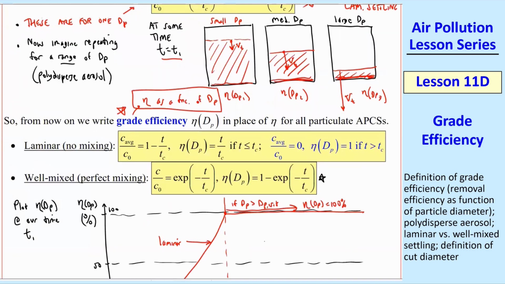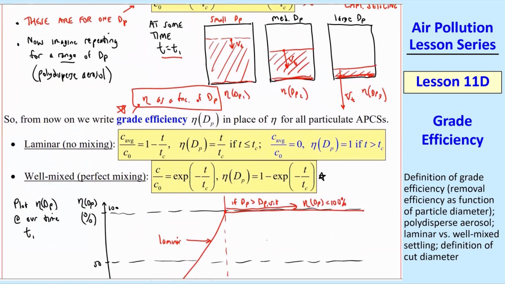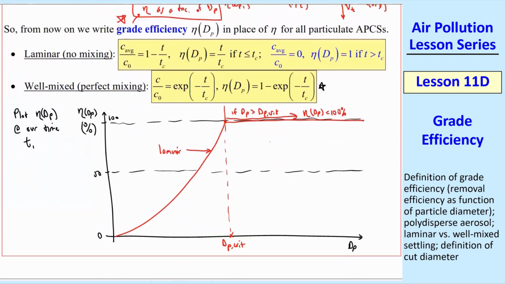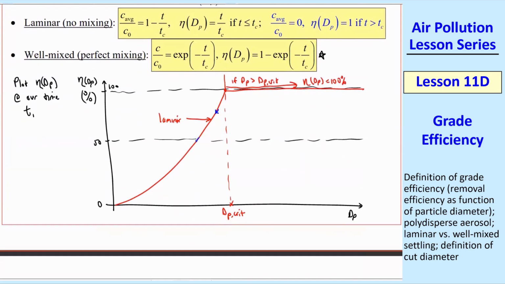Looking at our three cases up here, dp1, dp2, and dp3, these look like about 20%, 50%, and maybe 80%. So these would be somewhere like this, dp1, dp2, and dp3. What about the well-mixed case? Well, it'll look more like this. This is typical of the type of curve you get for the well-mixed grade efficiency. Some people call it an S-curve because of its shape. Looks sort of like a flattened out S.